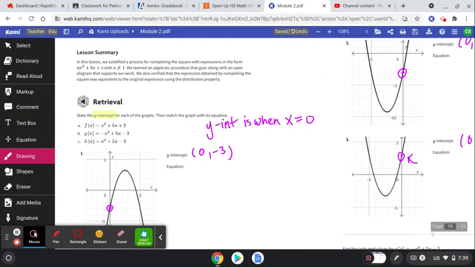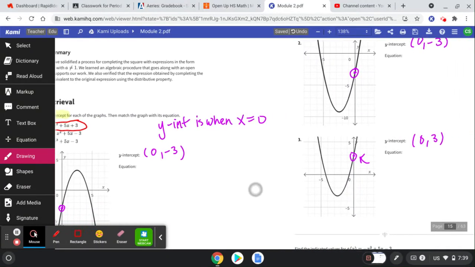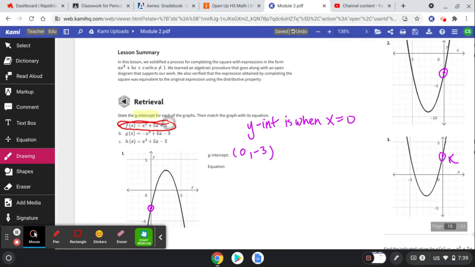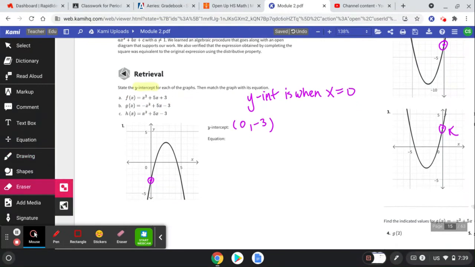So this first equation A, this one has to go with the one with the +3. So it's y equals x squared plus 5x plus 3 because it's an upwards facing graph and it has the correct y-intercept. So now that we used this one, we're just deciding which one is for B and which one is for C. And one graph is up and one graph is down. Here's my up graph, and here is the down graph.